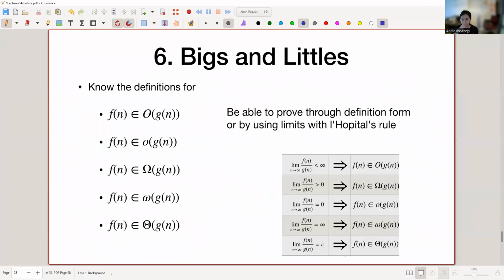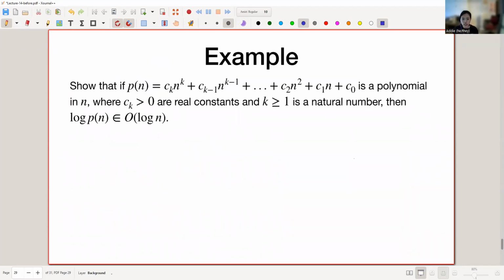Okay, so moving on into bigs and littles. Hopefully you are becoming much more comfortable and confident using these big O, big omega, big theta, little o, and little omega notations, and also comfortable using the limits in order to prove if f of n is some big O, little o, etc. of some g of n. Let's take a look at this example, which is definitely a bit more tricky though, just to make sure we're all on the same page.